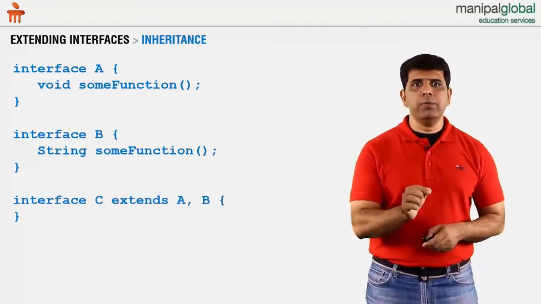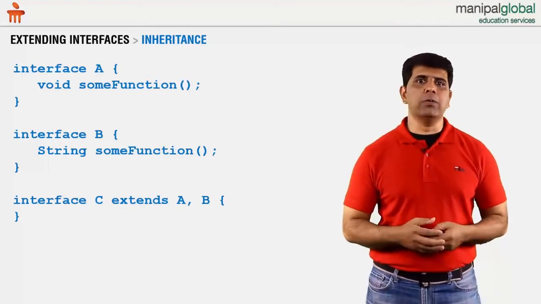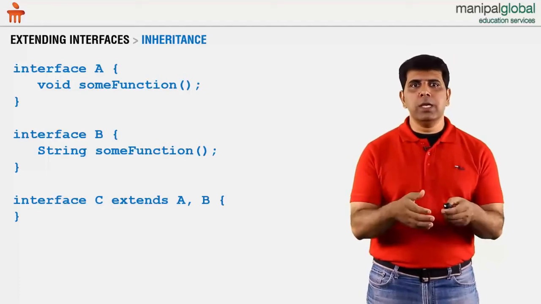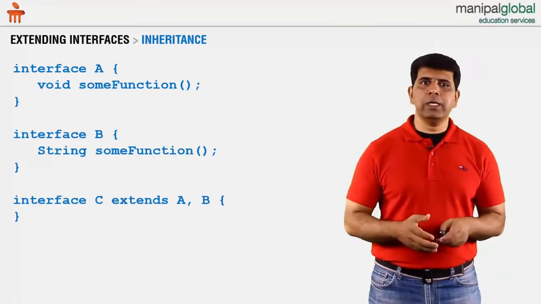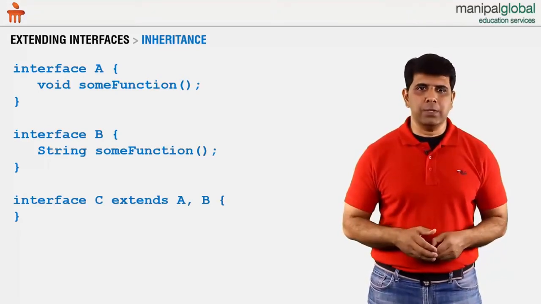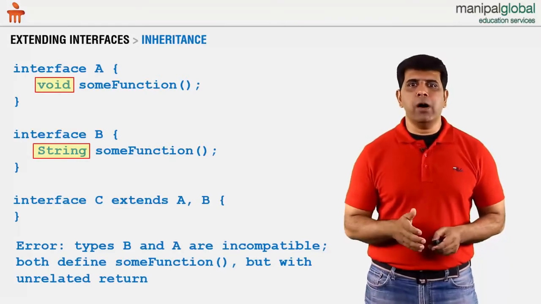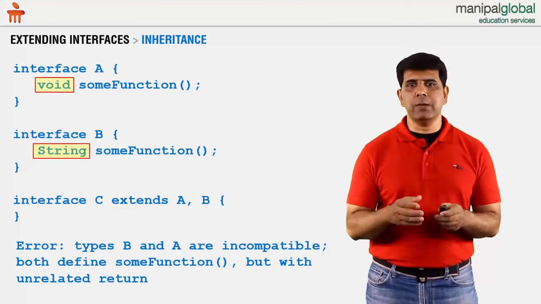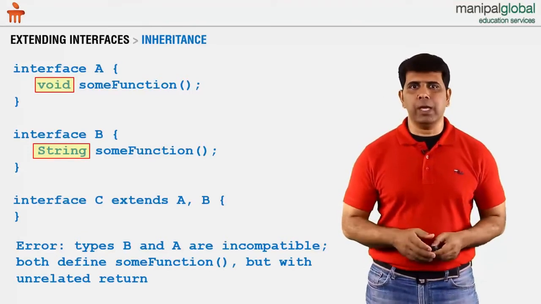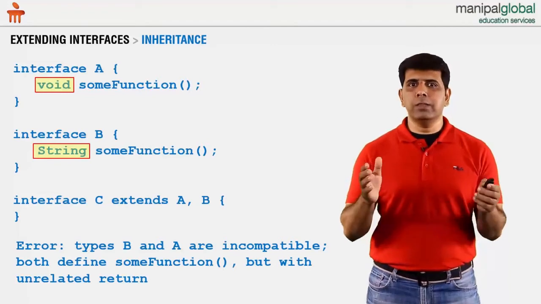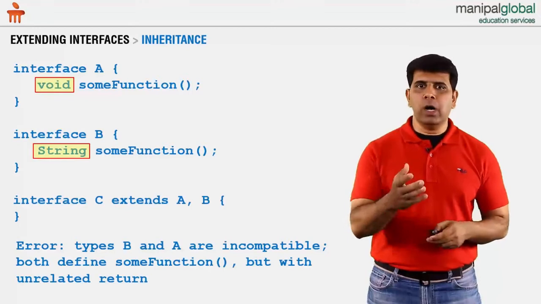You can create an object of some class implementing A, and an object of some class implementing B. However, if you write an interface C extending A and B, the compiler will tell you an error, because now C inherits these two method signatures where the signature is the same but the return type is different. That is not acceptable. So the compiler would result in an error: types B and A are incompatible, both define some function but with unrelated return types. Now that is something that you have to take care of. And in the long run, this will become a huge problem, so either be careful or avoid this.